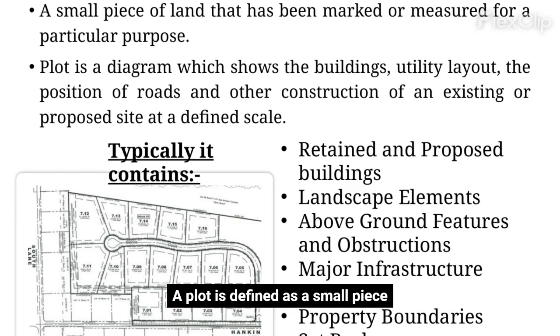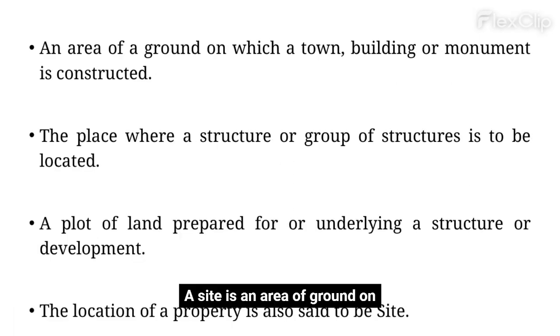A plot is defined as a small piece of land that has been marked or measured for a particular purpose. It's a diagram showing buildings, utility layouts, road positions, and other constructions on a site at a defined scale. Typically, it contains information on retained and proposed buildings, landscape elements, above-ground features and obstructions, major infrastructure routes, property boundaries, setbacks, and rights-of-way.